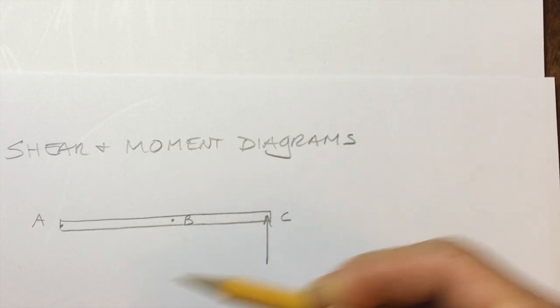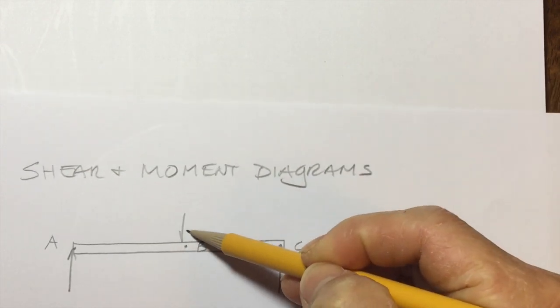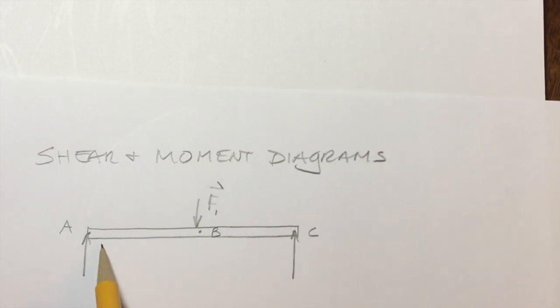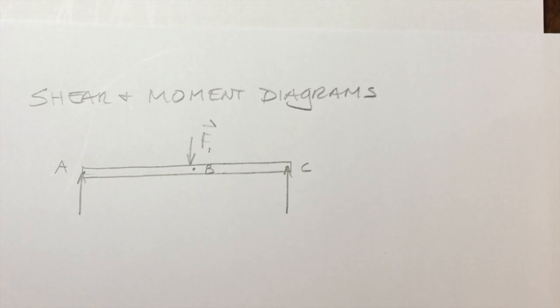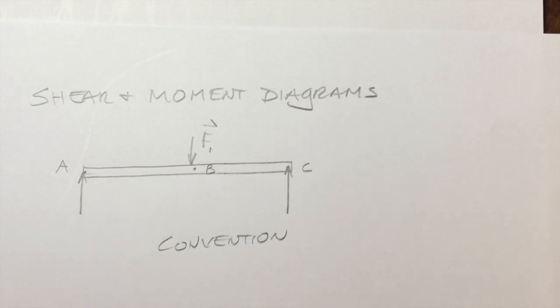we have some force like that, and there's an applied load, let's say, of force F1. And now what we're interested in is how do the shear force and normal force, as well as the bending moment, vary as we move along the length of the beam? So before I introduce how we go about determining that, I want to show you some of the convention that we use in terms of nomenclature.